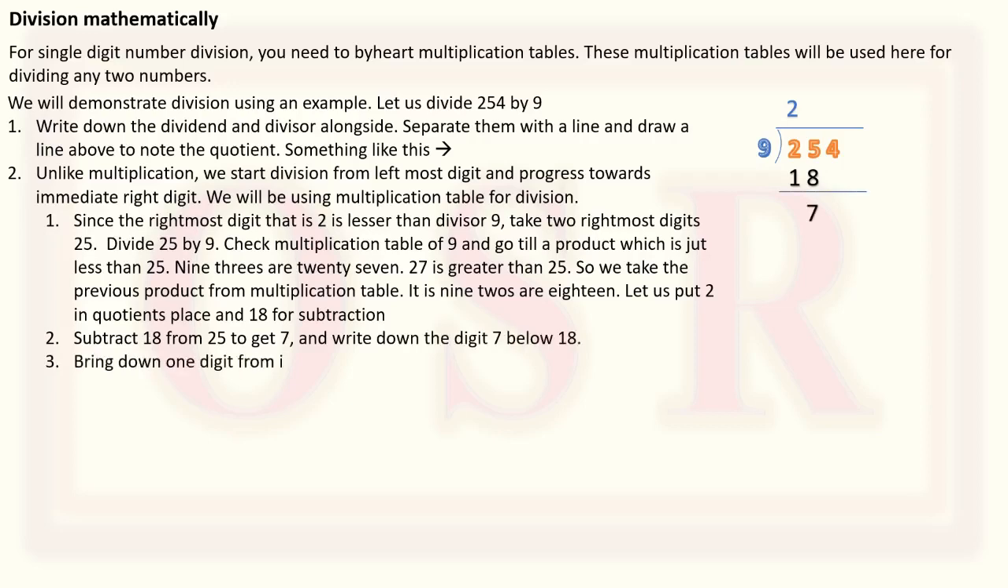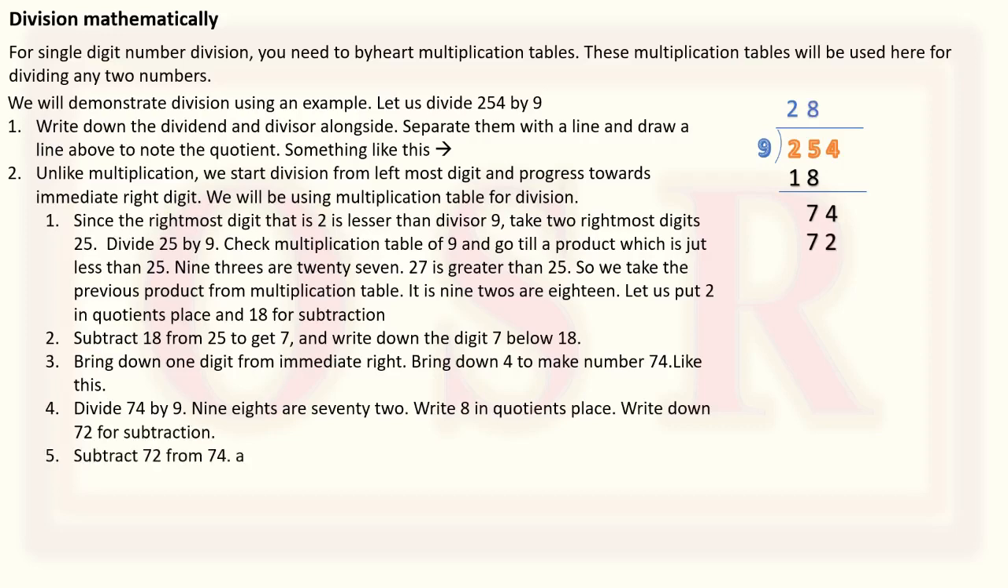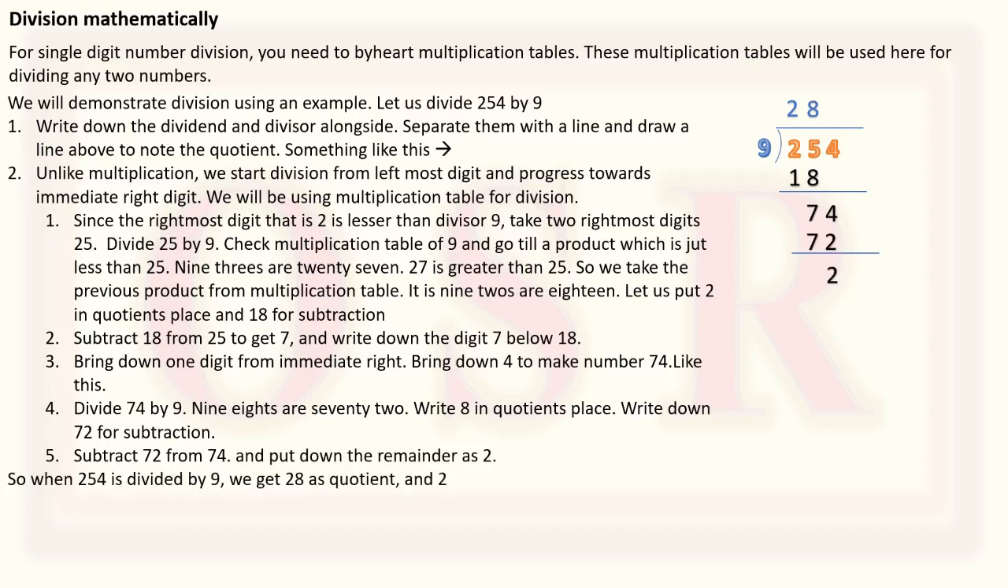Okay, bring down one digit from the immediate right, so bring down 4 to make the number 74, like this. Now divide 74 by 9. 9 8s are 72. Write 8 in the quotient's place, write down 72 for subtraction. Okay, now subtract 72 from 74 to put down the remainder as 2. So when 254 is divided by 9, we get 28 as quotient and 2 as remainder.